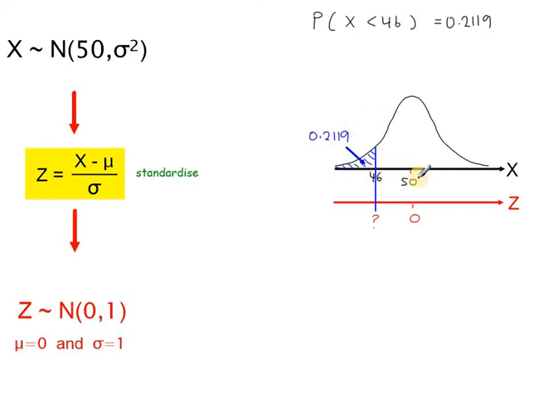46, the mean, which is 50 there. So that's the distribution of x, the original distribution. Now moving on to the standard normal distribution, which is what we're going to use to solve the problem with, we need to work out the z value here using this probability.